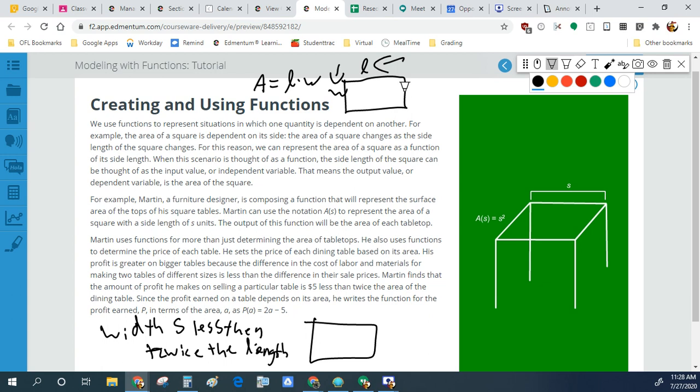So if we did that, here we have a length, and the width is 5 less than twice the length. So we're going to do 2 times the length minus 5, because this is 5 less than twice the length. So now, if we know the length, we can figure out what this area is. Oops, I forgot the 2. Does that make sense? Does anybody have any questions on that?